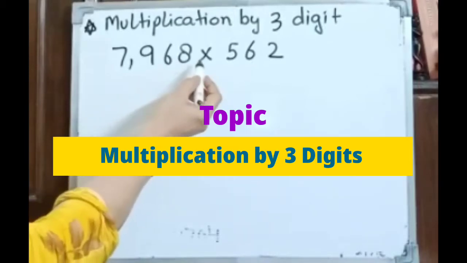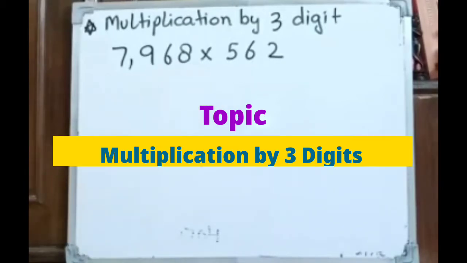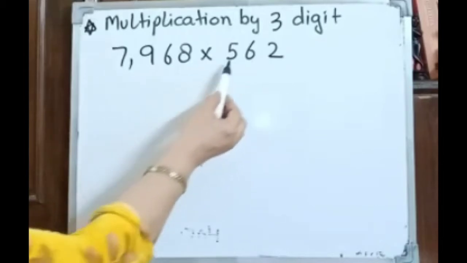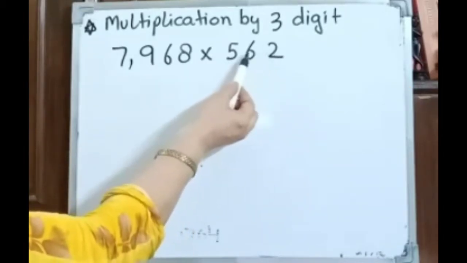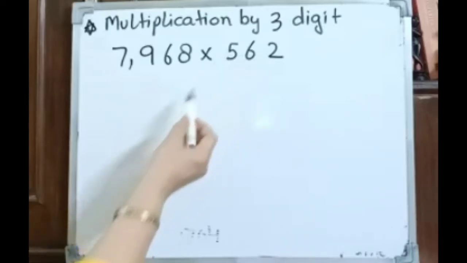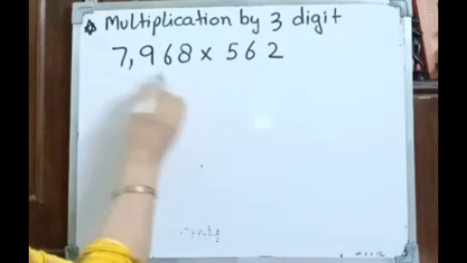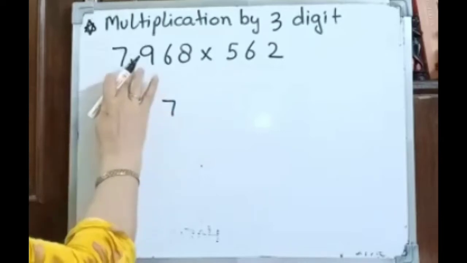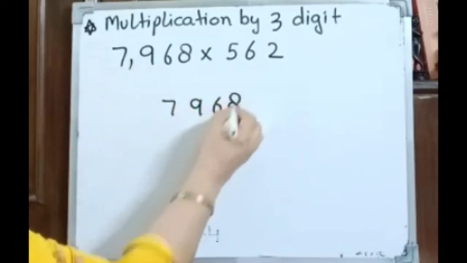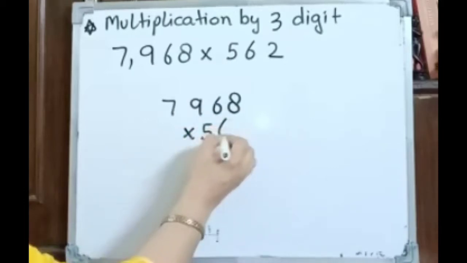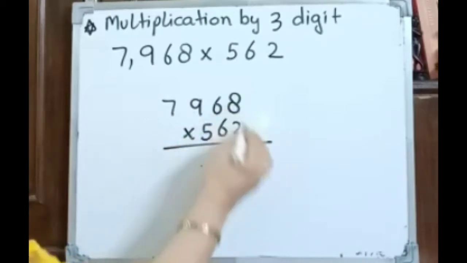7968, a large number. We have to multiply it by a 3-digit number, that is 562. So you all know the table of 2, table of 6, table of 5. So it is really very easy. Now no need to put a comma here. Now remove the comma and write a simple number here. Now do it by 562. Now take the table of 2.